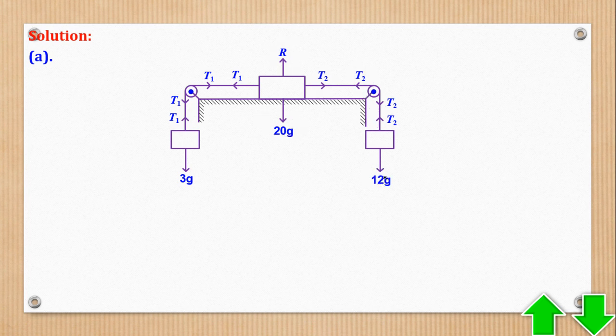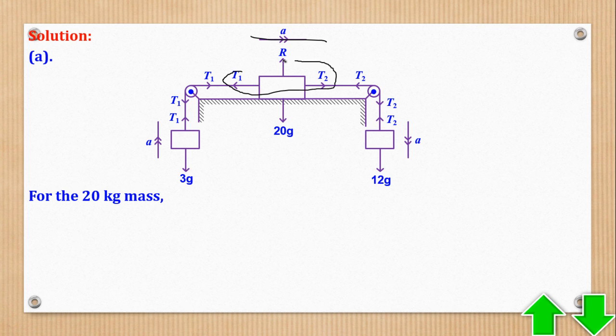They said it is smooth, so there is no friction. Therefore, when released, this heavier one will move downward, and this one will move upward, implying that this will move to the right. Okay, so now for the 20 kilogram mass, acceleration is this side, so we are interested in this. This is bigger than this, so we shall say T2 minus T1 equals 20A.